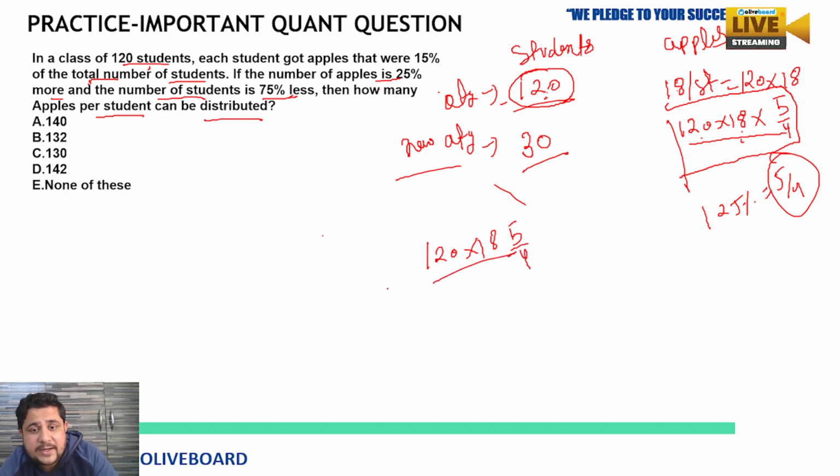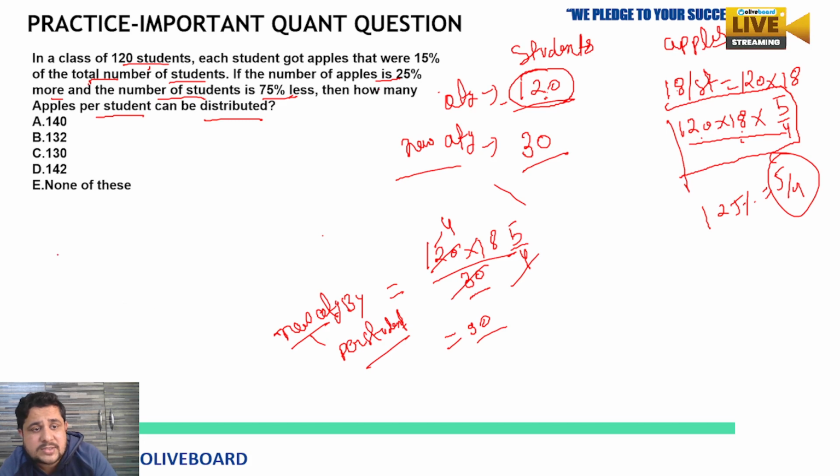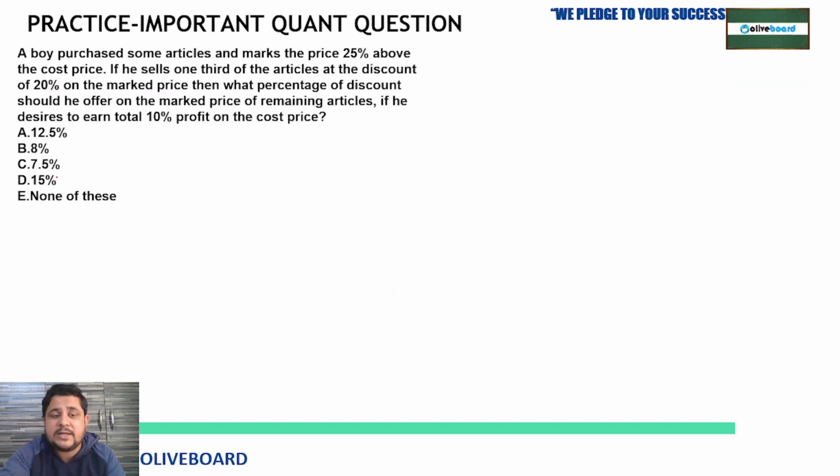And divide it by the number of total students, so that is 30. So the new quantity received by each student would be, you can cancel it. 120 by 30, how many times? 4 times. Then 4 and 4 cancel. Now 18 into 5 means 90. So is this given in the options? No, not given. Option E would be the correct answer here.